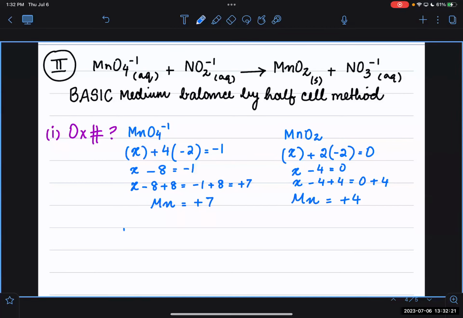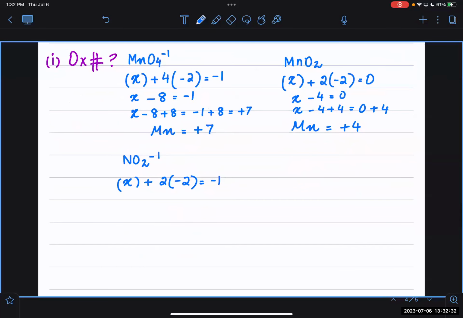Now let's look at NO2-1. So for nitrogen, X plus 2 times -2 is equal to -1. And here you have X minus 4 is equal to -1. X minus 4 plus 4 is equal to -1 plus 4. So X is equal to +3.